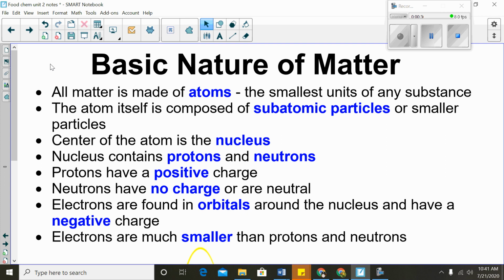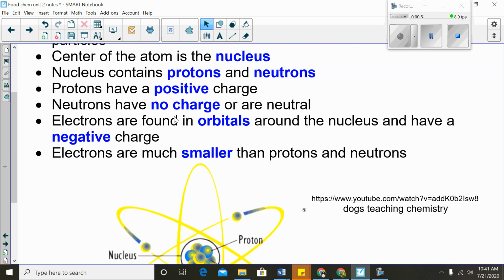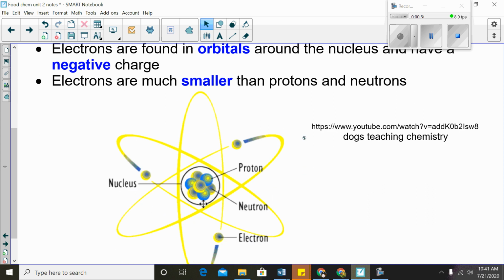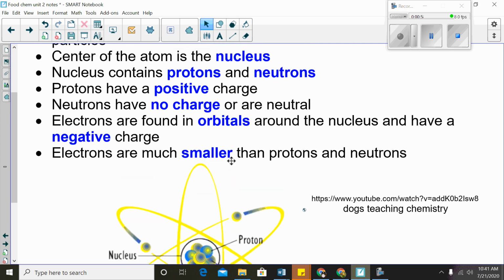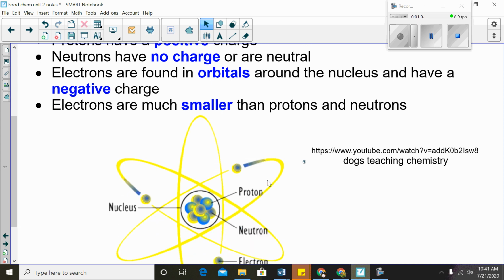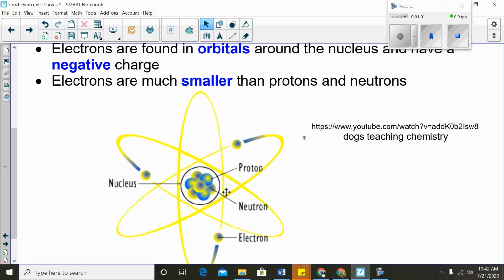Basic nature of matter. So all matter is made of atoms, which are the smallest units of any substance. The atom itself is composed of subatomic particles, or smaller particles. The center of the atom is the nucleus. You can see that here in this great depiction of the atom. Here's the nucleus. The nucleus contains protons and neutrons. Protons have a positive charge, and neutrons have no charge or are neutral. And you can see the protons and neutrons in the center.